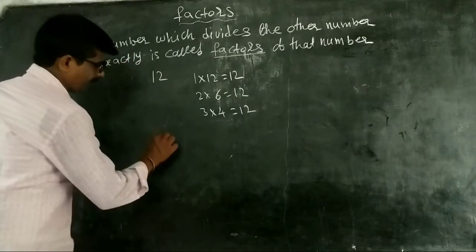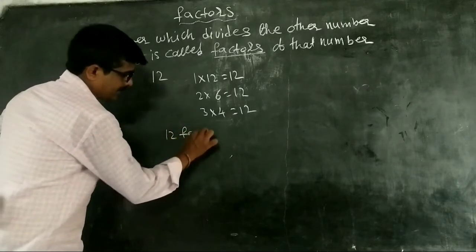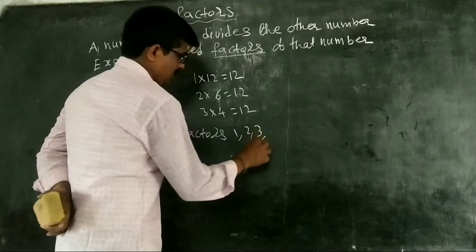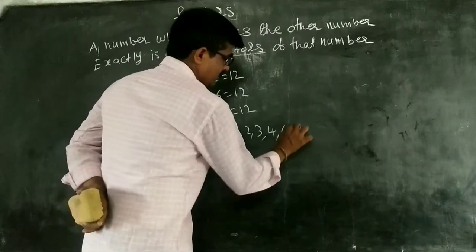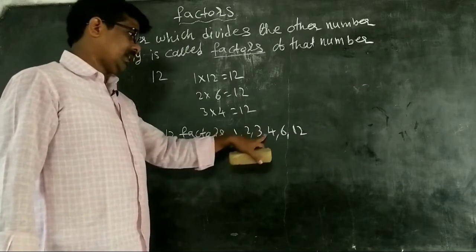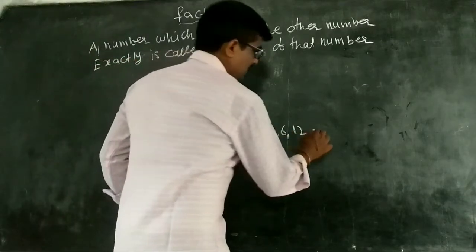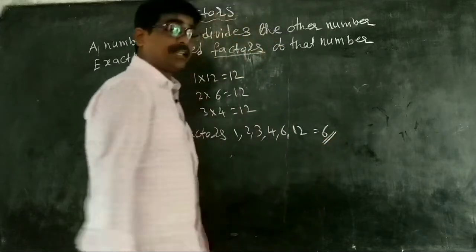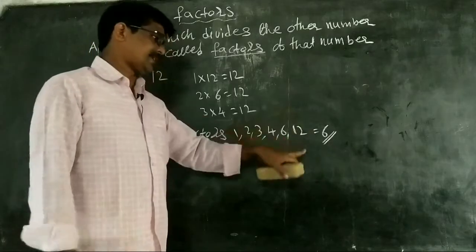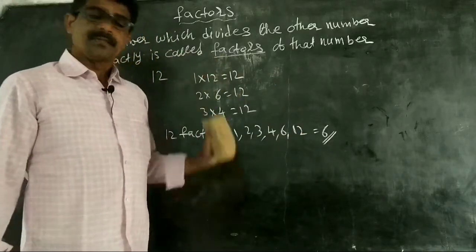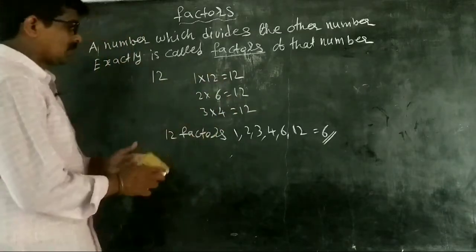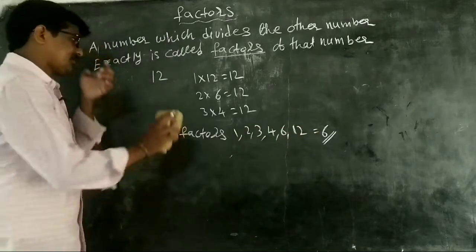Now, the factors of 12. What are the factors of 12? 1, 2, 3, 4, 6 and 12. How many factors does 12 have? 1, 2, 3, 4, 5, 6. Total 6 factors. The number of factors of 12 is 6.